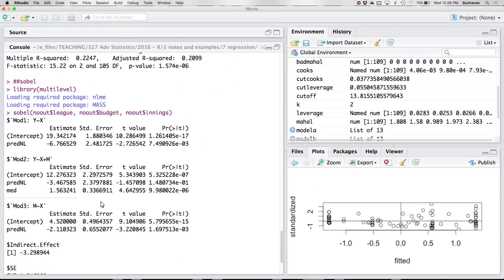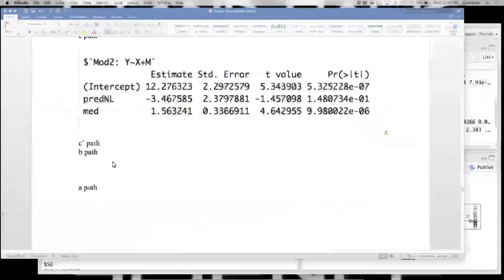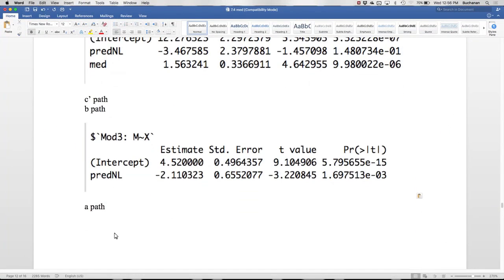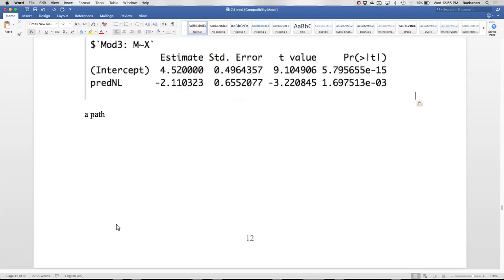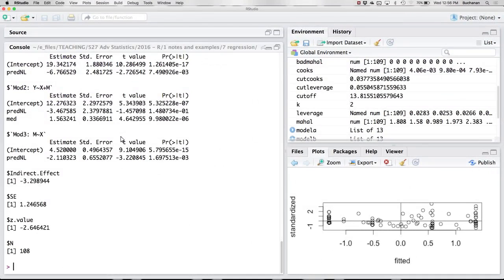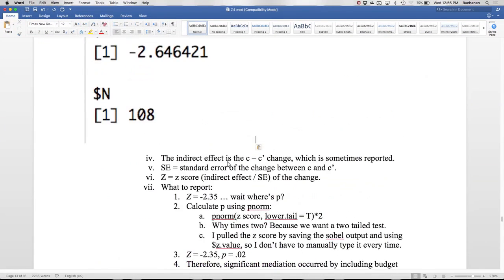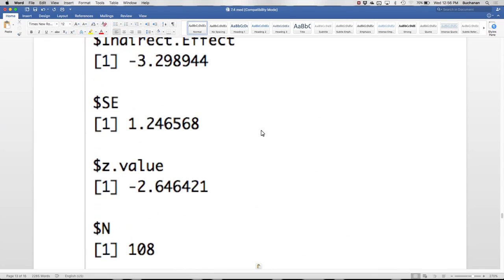Last thing it shows you is the A path, so x to m, so 2.11. Now this is correct. And then the part we're really interested in is down here under indirect effect. So this is the Sobel test here.